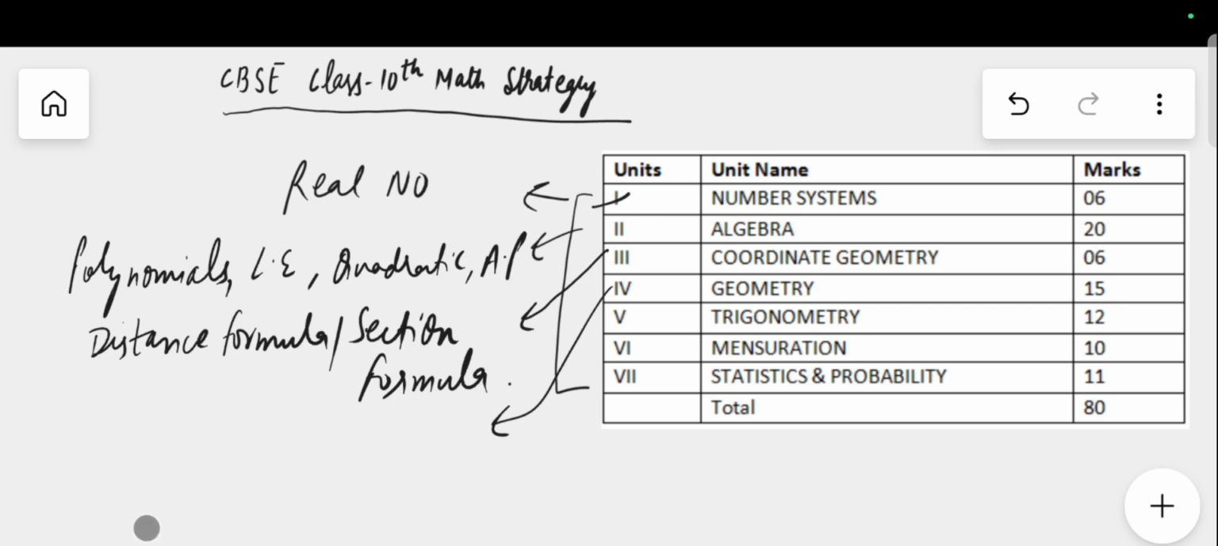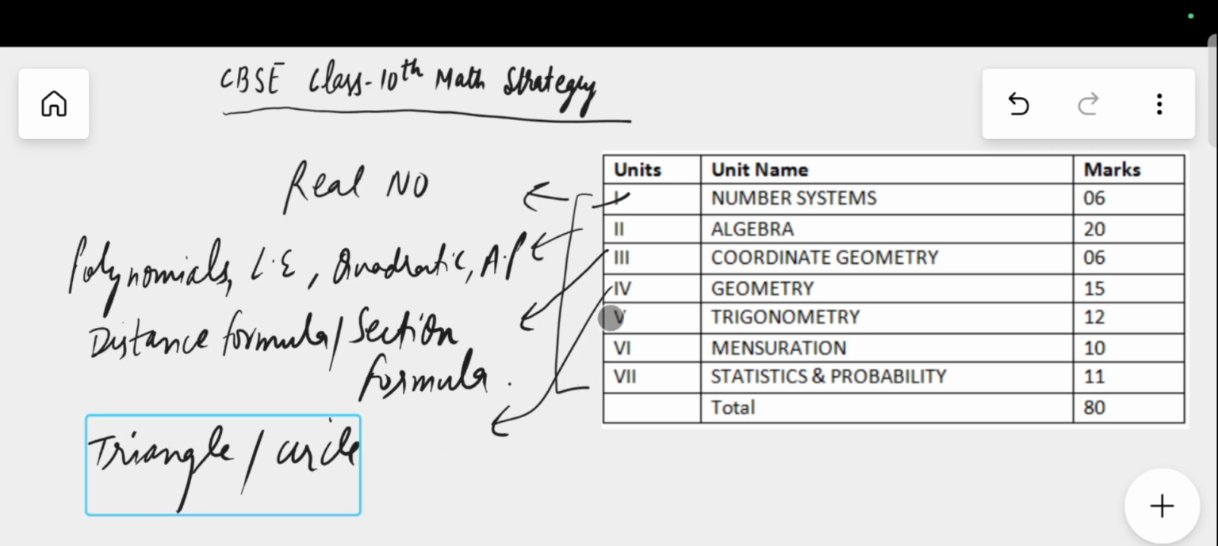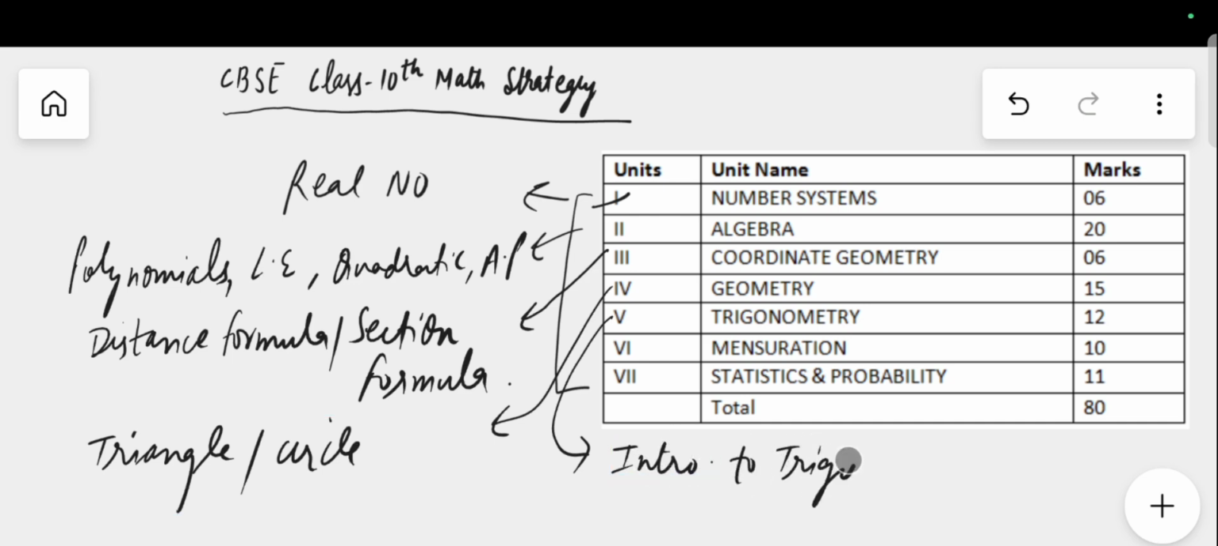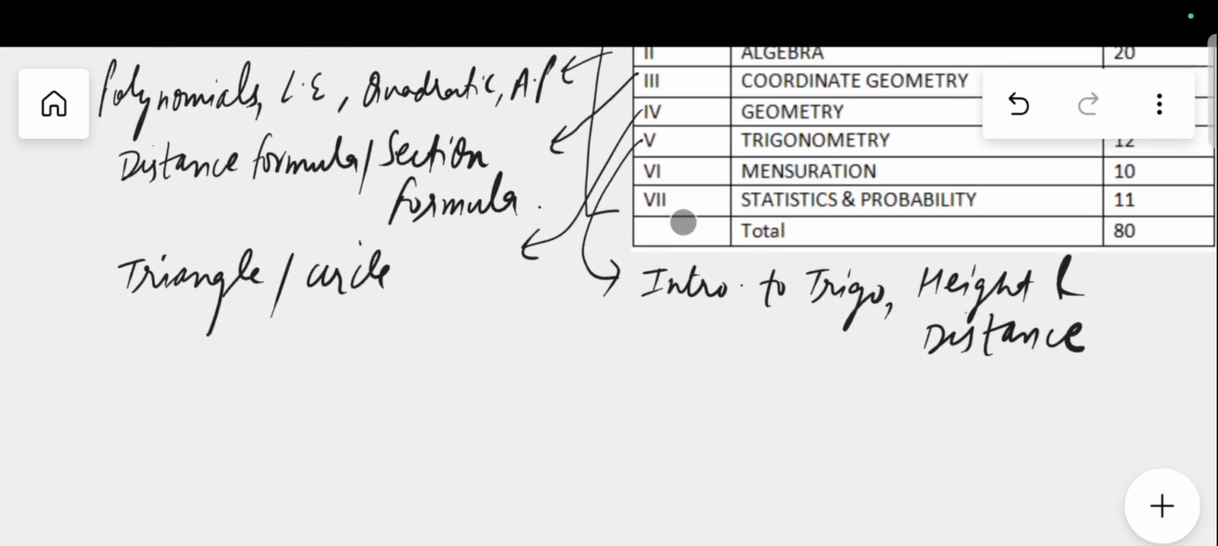In geometry there are two chapters. First is triangles and second is circles. In the fifth unit, that is trigonometry, there are two chapters. First is introduction to trigonometry, and second is height and distance. Now move to the sixth unit, that is mensuration. In mensuration you have area, volume, and surface area and volume of 3D shapes.